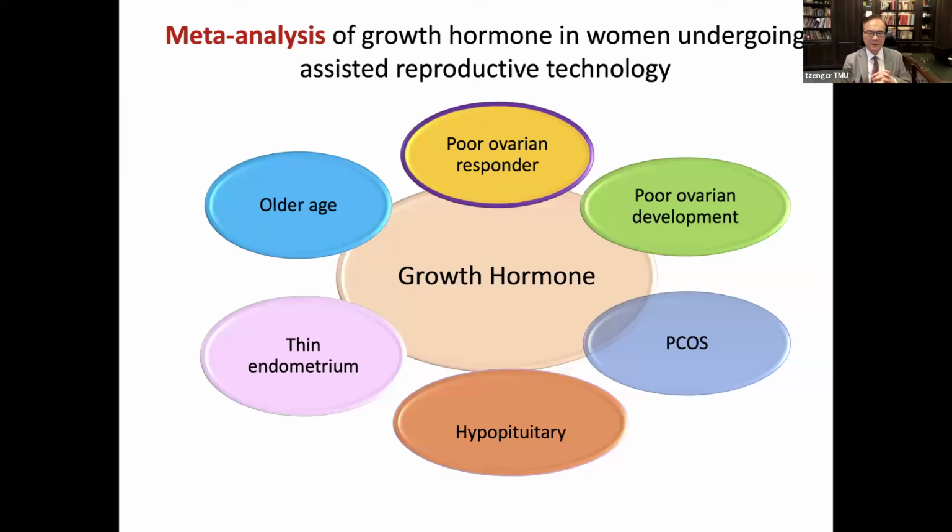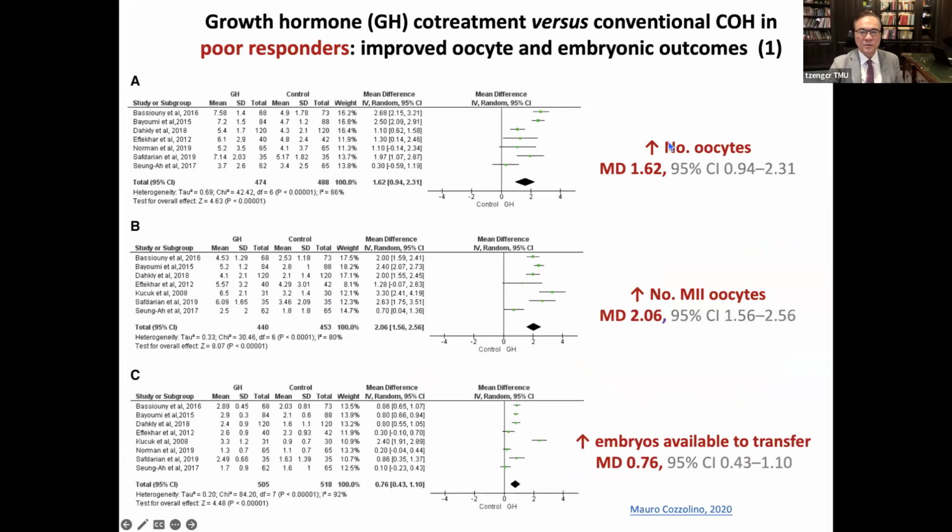And then I will discuss the meta-analysis of this treatment in poor ovarian responders. As you can see, for poor responder, they can improve oocyte and embryo outcome. So you can see the number of oocyte retrieved, number of M2 oocyte, and the embryo available for transfer all are improved. You can see mean difference, 1.6, 2.0, and 0.7. So in poor responder, the oocyte embryo outcome is much better in treatment group.